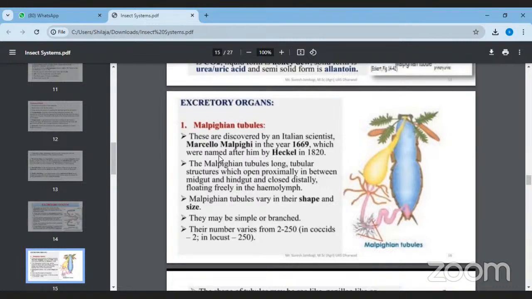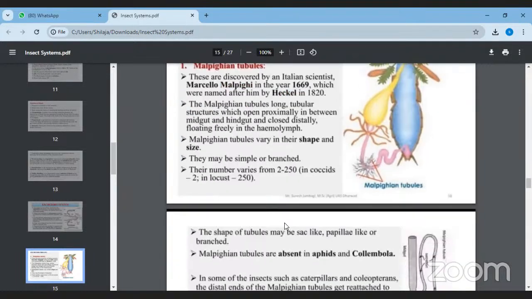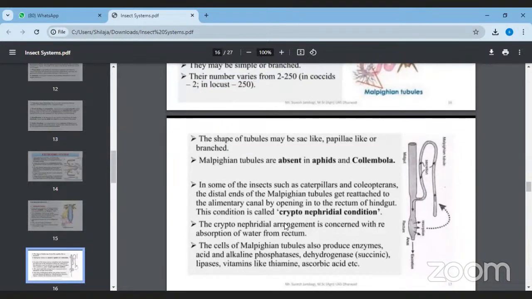The Malpighian tubules vary in their shape and size. They are not of the same size. They may be simple or branched. Their number also varies from 2 to 250 depending on the insect. The shape of the tubules may be sac-like, papillae-like, or branch-like, depending on the insect. Malpighian tubules are totally absent in aphids and Collembola insects. Collembola means the dung insect.